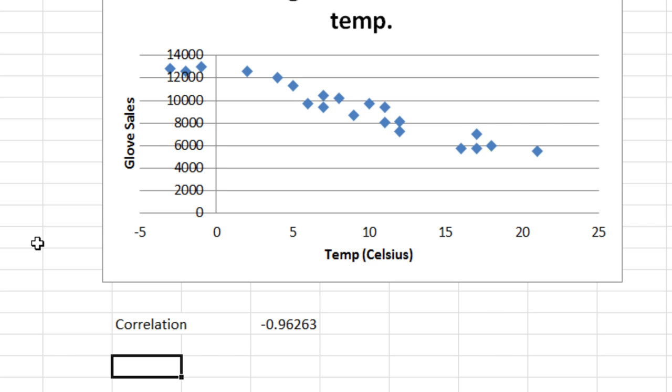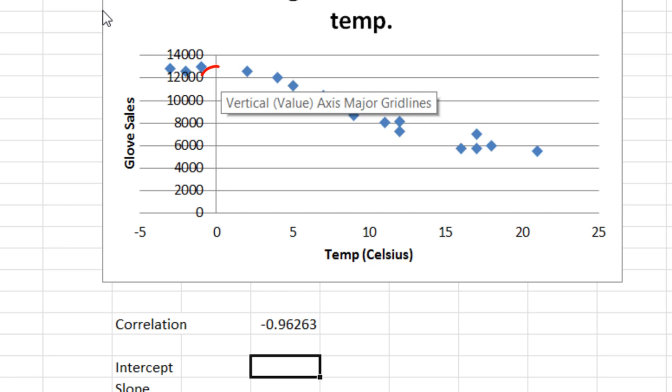And for this we actually need two values. The two values that we look for are known as the intercept and the slope. The intercept would tell us that if we actually had 0 degrees Celsius on a particular day, what the glove sales we would predict would be. On our diagram we can almost guess that it should be around 12,000 just by looking at the way that the data is laid out on the diagram.